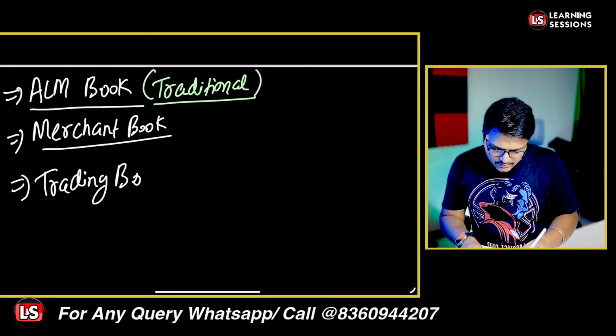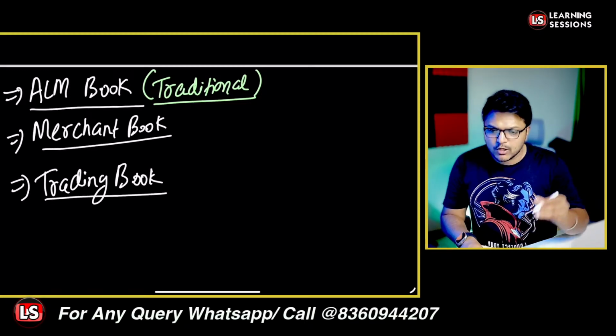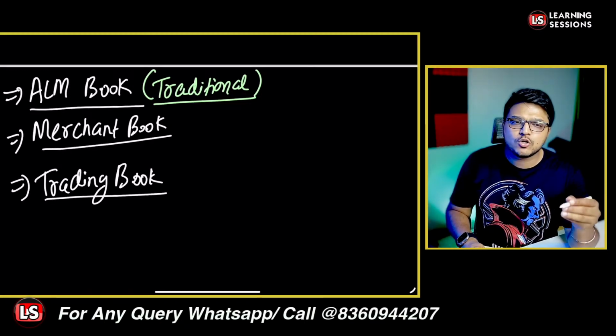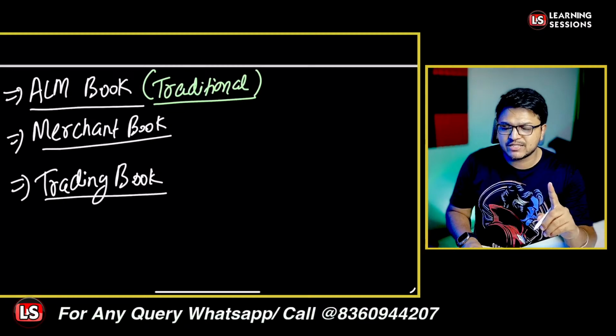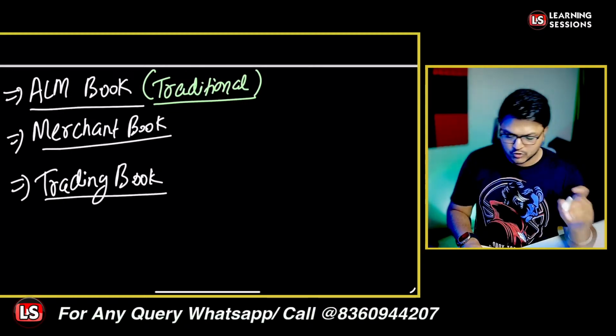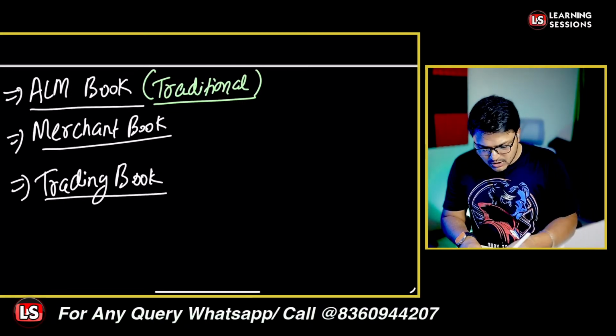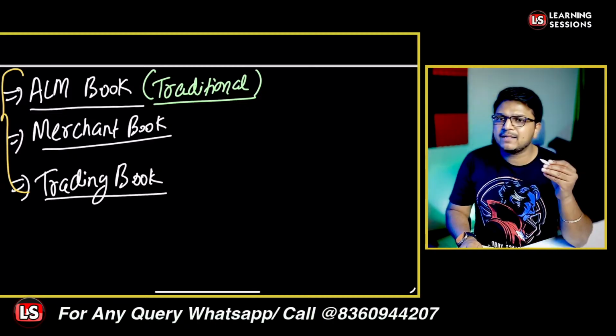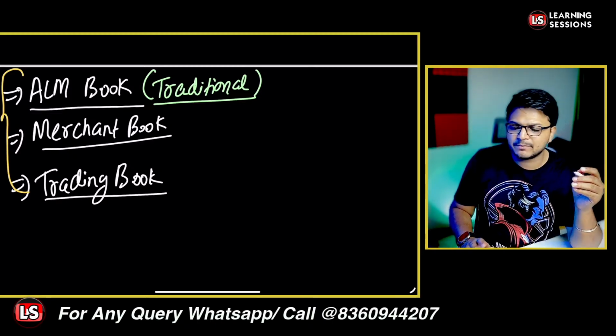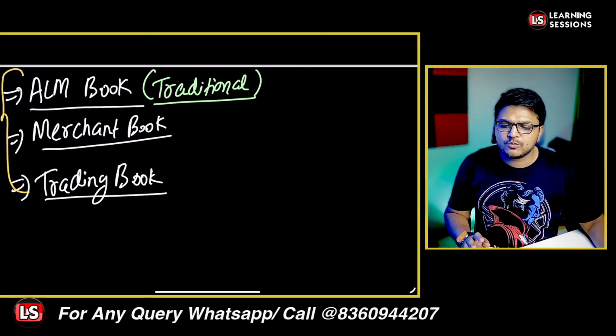And the third one is related to the trading book. Now, what do you mean by trading book? When you have to manage your own proprietary positions, that is said to be the trading book. So these are the multiple roles which are to be performed by the treasury. Is this particular part clear to you?